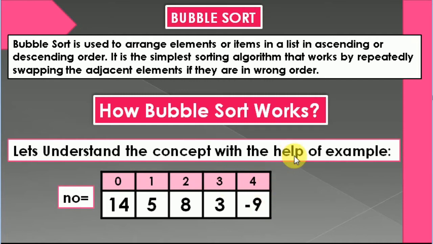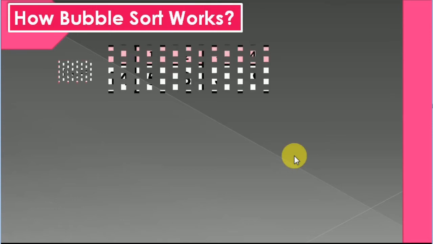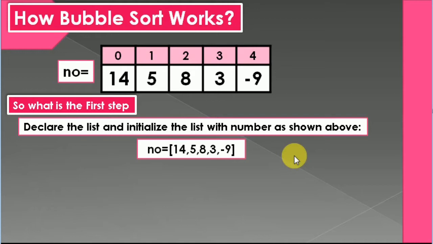So what is the first thing that we have to do? If we are going to work in a bubble sort, first thing we declare a list. So we have done the first step, that we declare the list and initialize the list with the numbers as shown above. I just write these numbers down inside a list. So this is a list and the name of the list is no.